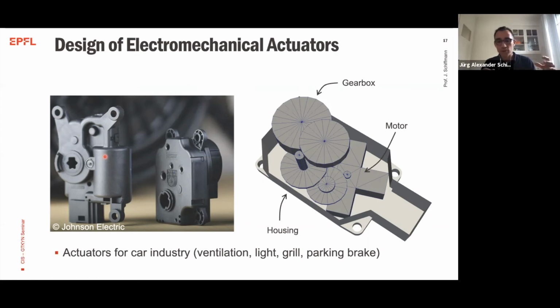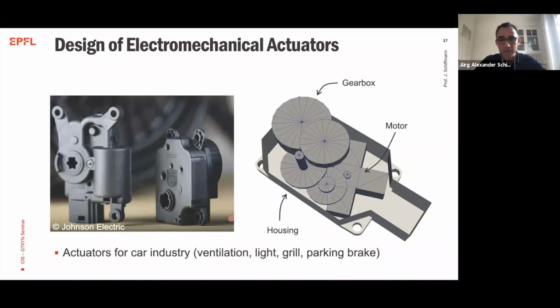On the other hand, this was basically an Inno-Swiss project together with a company in Switzerland, which manufactures electromechanical actuators for the car industry. Electromechanical actuators in cars are ubiquitous. They're used for the ventilation flaps, for adjusting the height of the lights, for the grille shutters for the optimum thermal management of your engine. There are even parking brake actuators for the electronic parking brakes, etc.